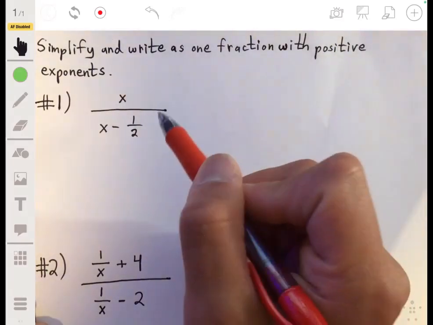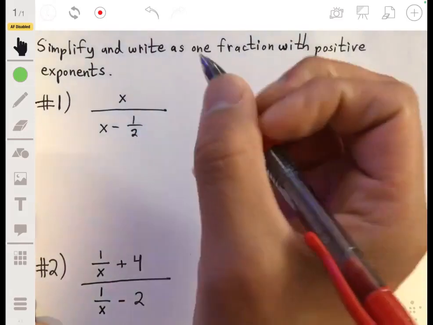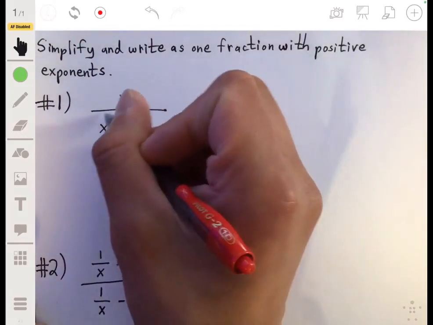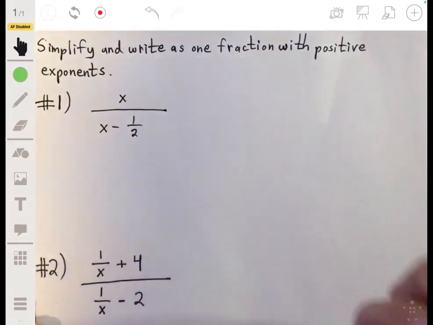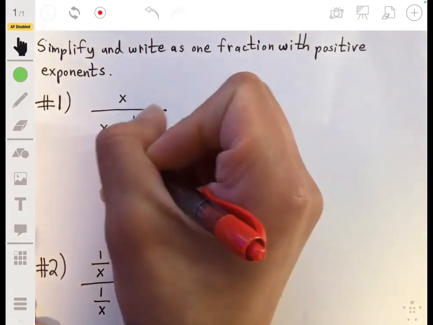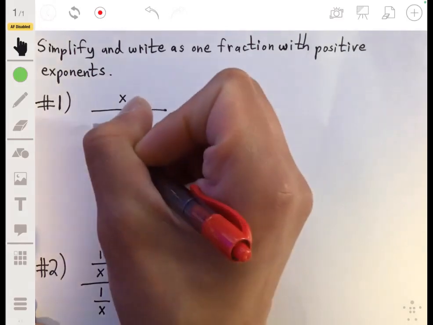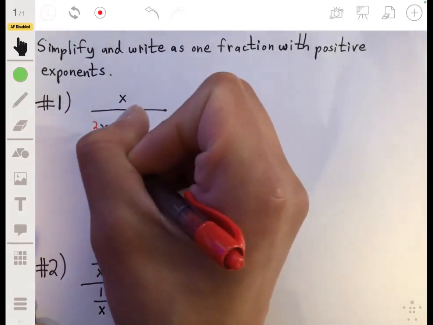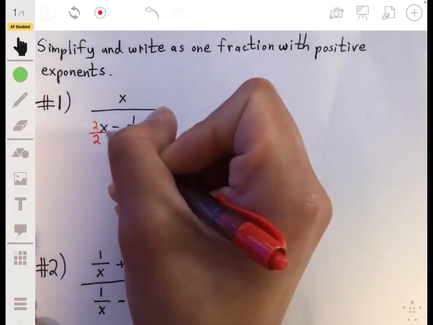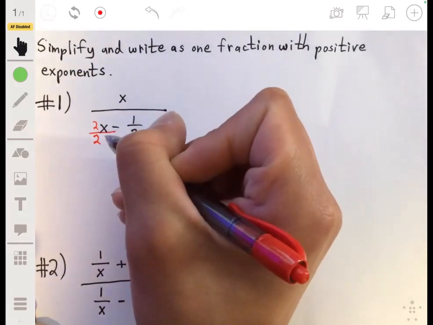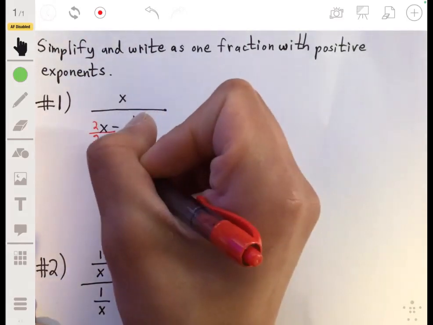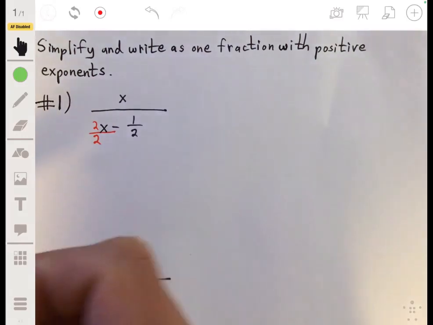All right, so to begin simplifying this expression, we want to first just write the denominator as one fraction. So that means that this x, we're going to make it have the same denominator of 2. So we're just going to multiply it by 2 over 2, because multiplying by 2 over 2 is the same as multiplying by 1. And then you have 2x over 2 minus 1 over 2.